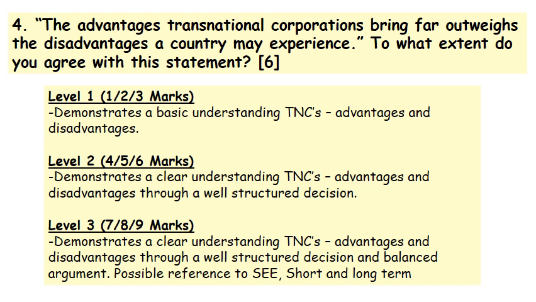Now visible on the screen is a mark scheme by level for the question. Feel free to pause at this point, read through each section and assess why you may have got which mark you did. For example, a level 1 mark answer has a basic understanding of TNCs, their advantages and disadvantages. Level 2 has a clearer understanding and a well-structured decision. And level 3 will have a clear understanding, they will weigh up their advantages and disadvantages, they will have a balanced argument and also possibly refer to social, economic, environmental, as well as short-term or long-term.